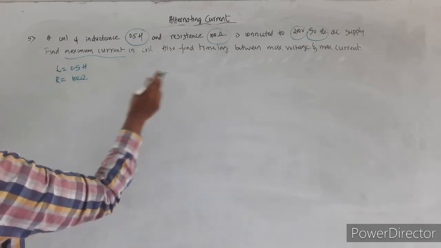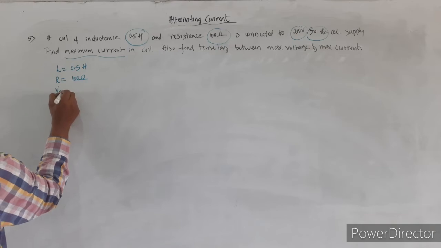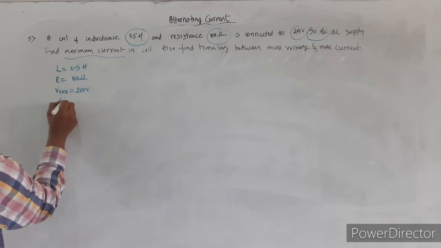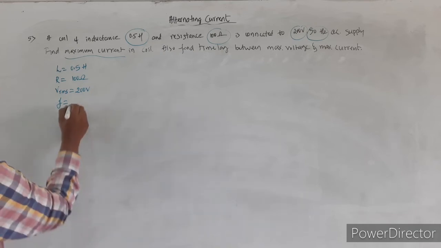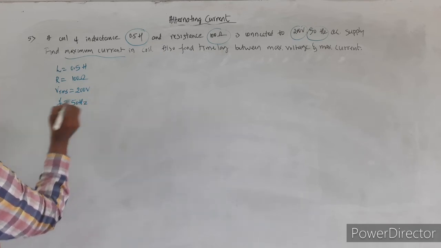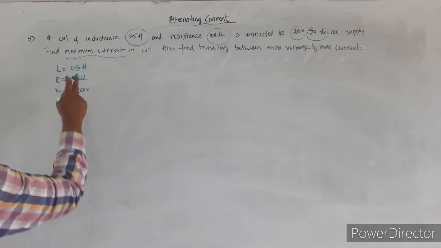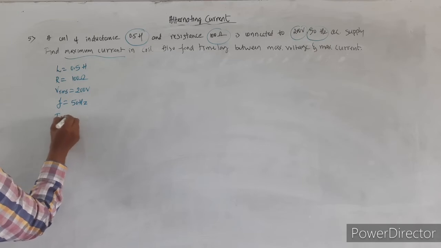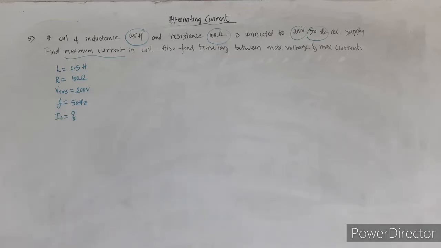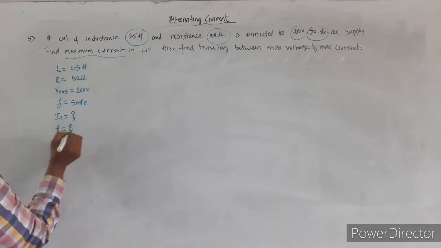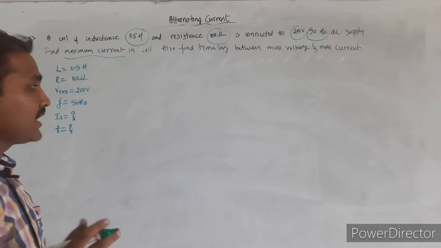Okay, and the supply voltage that we can take as Vrms is equal to 200 volt, and the frequency of the source is how much? 50 hertz. Okay, so that is equal to 50 hertz here. Then we have to find the value of maximum current, so that is I0 we have to find out. Then we have to find out what is the time lag between the maximum voltage and maximum current.